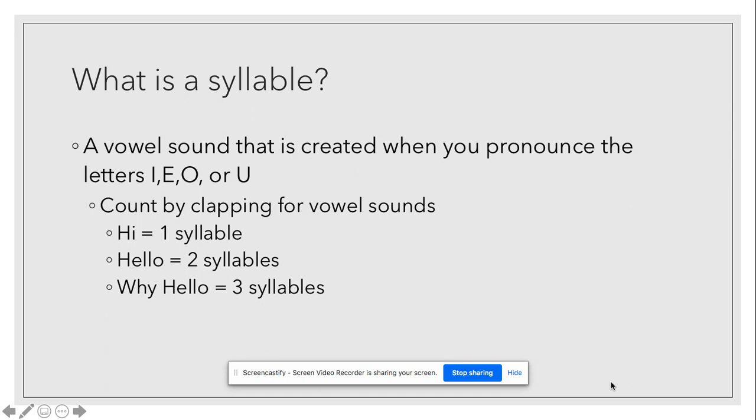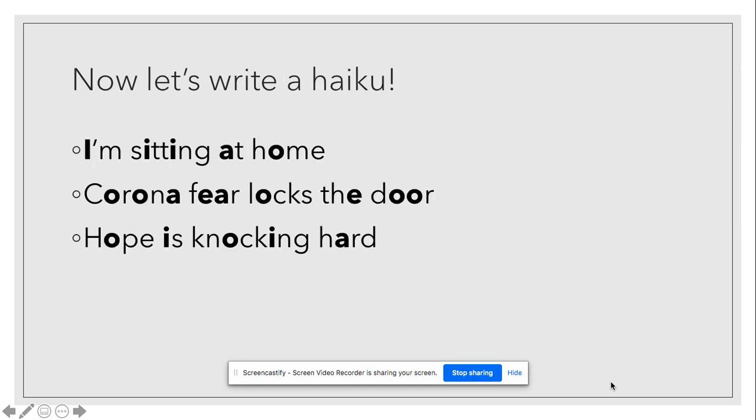So now let's practice writing a haiku. I'm sitting at home. That's 5 syllables. So we have our first line of a haiku. I'm sitting at home. Remember, how many syllables is our second line? Our second line is 7 syllables.